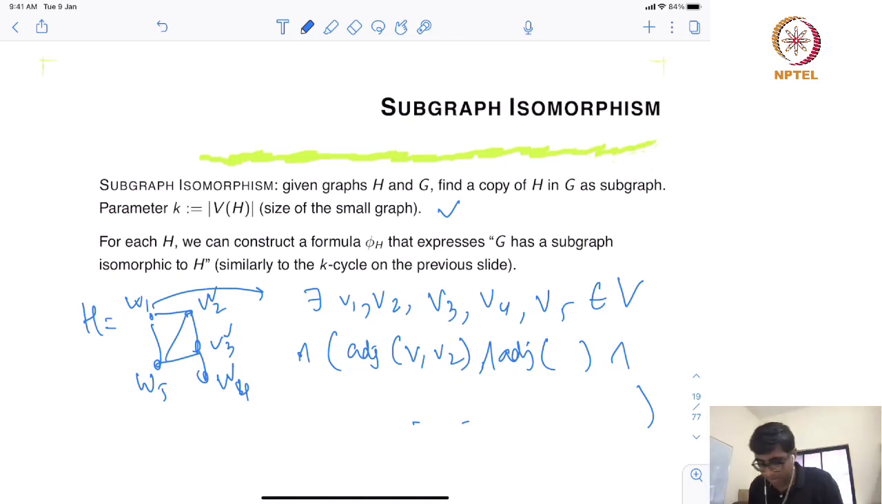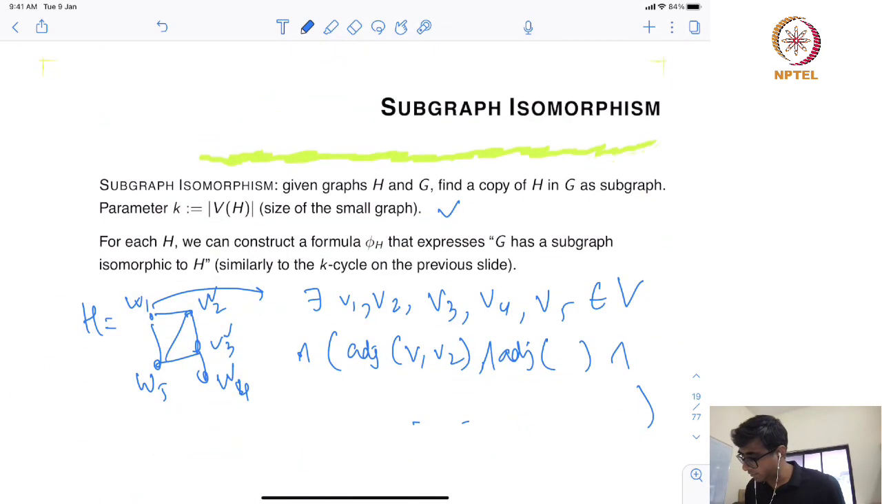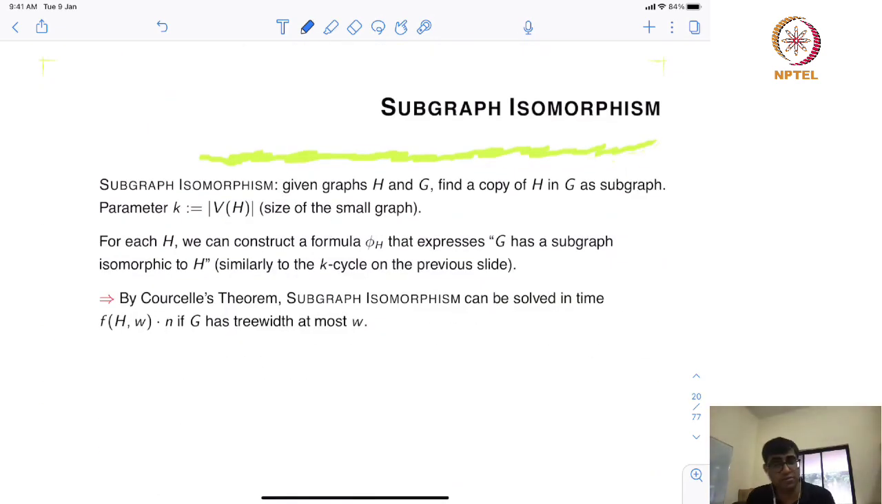By writing down these expressions, for each of these vertices you think of some symbol name in your head, and whatever the adjacency relation is, you just write it here. Okay, that's it. So what does that imply? That implies that by Courcelle's theorem, subgraph isomorphism can be solved in time f(H, W) times n if G has tree width at most W.